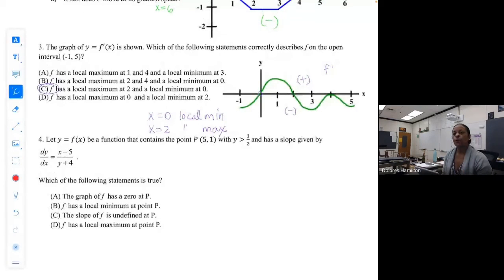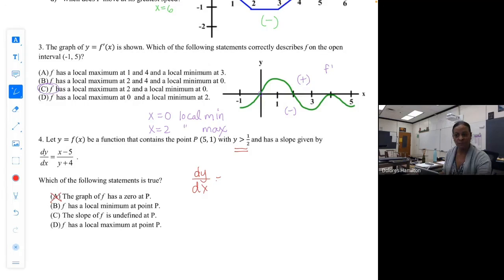So last thing is, if you're looking at question 4, they're giving us dy/dx, so they're giving us our slope. It's implicit. And they're also providing us with information that y is always larger than 1/2. And we've got this point that's on there, (5, 1). So which of those statements has to be true? Well, let's look at A. Does the graph of f have a 0 at P? No, because the y value is 1. So no. So B through D are referring to local mins, maxes, or undefined.